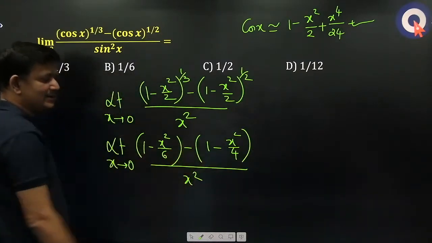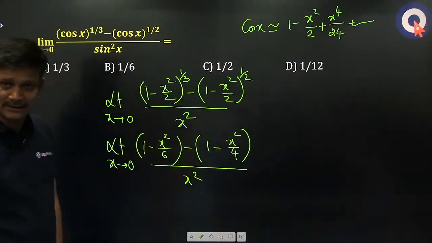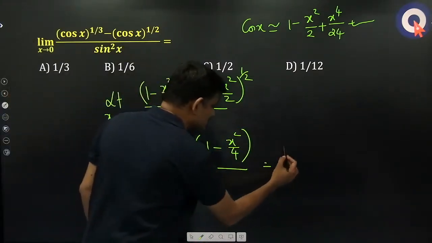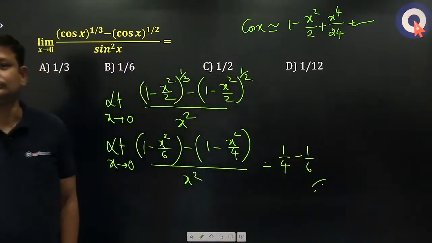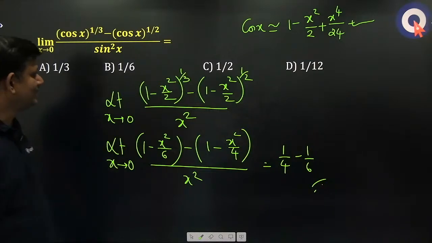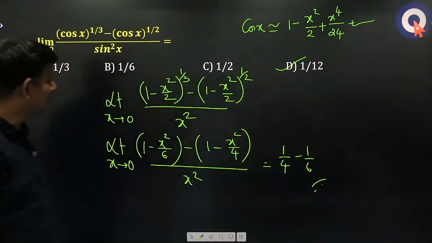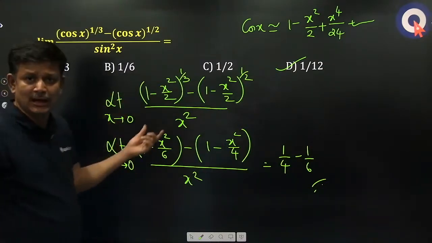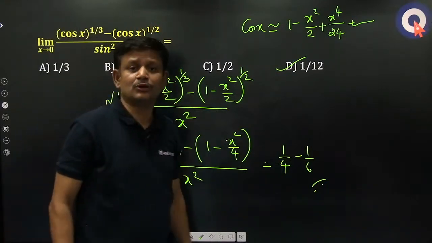So, you can see 1 and 1 are getting cancelled. X square will get cancelled throughout. What is your answer? 1 by 4 minus 1 by 6. That will be your answer, 1 by 12. Option D. So, what I have done is simply used binomial approximation with basic expansion of cos x.